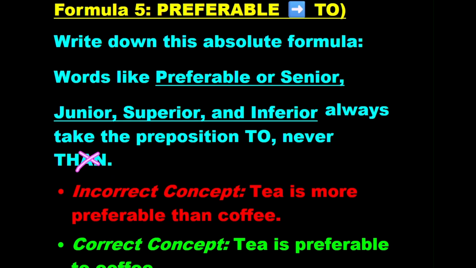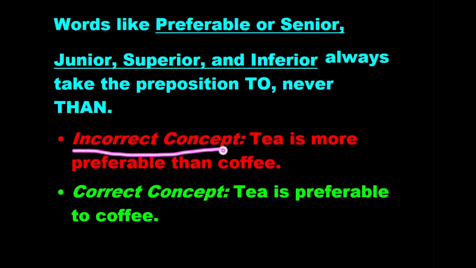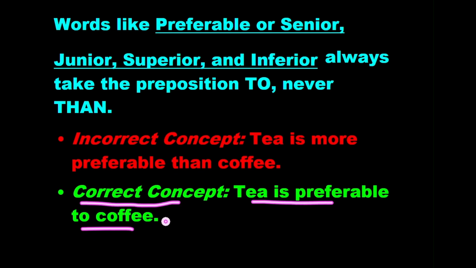Incorrect concept. Tea is more preferable than coffee. Double error. You can never use more with preferable and you cannot use than. Correct concept. Tea is preferable to coffee. If you spot preferable than or more senior than, change it to a clean to immediately. It is an unalterable rule of English grammar.